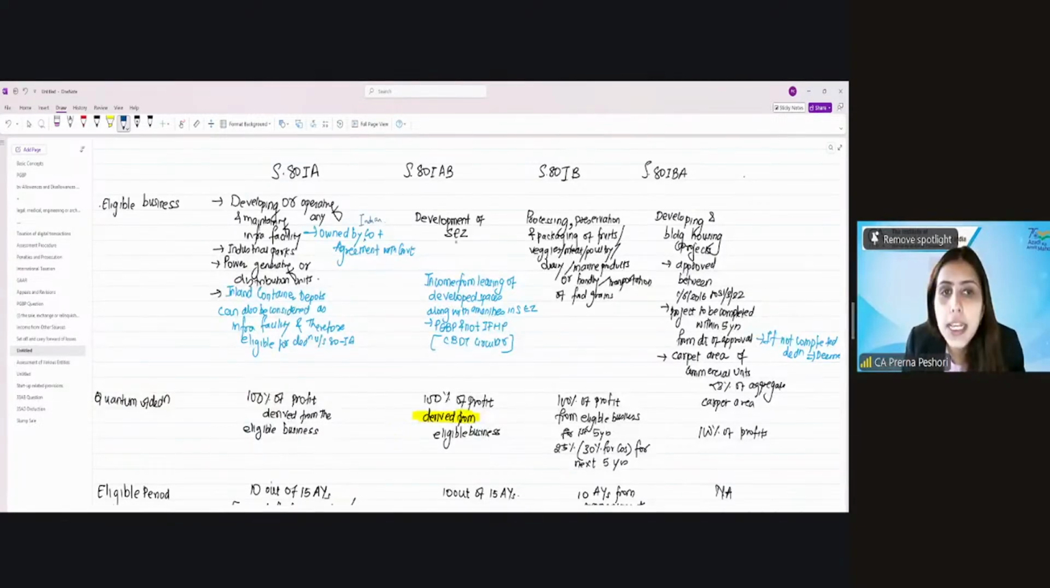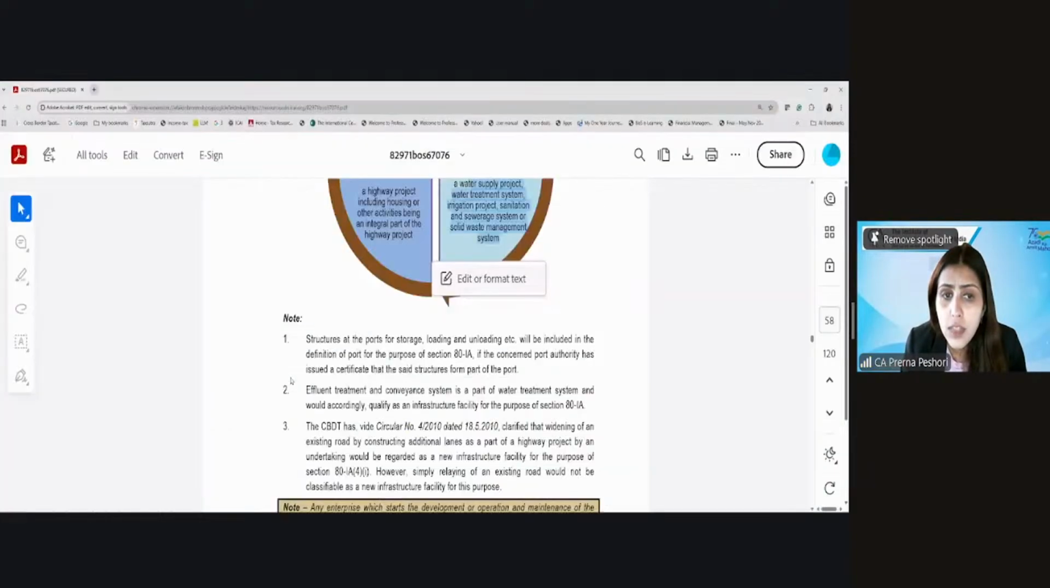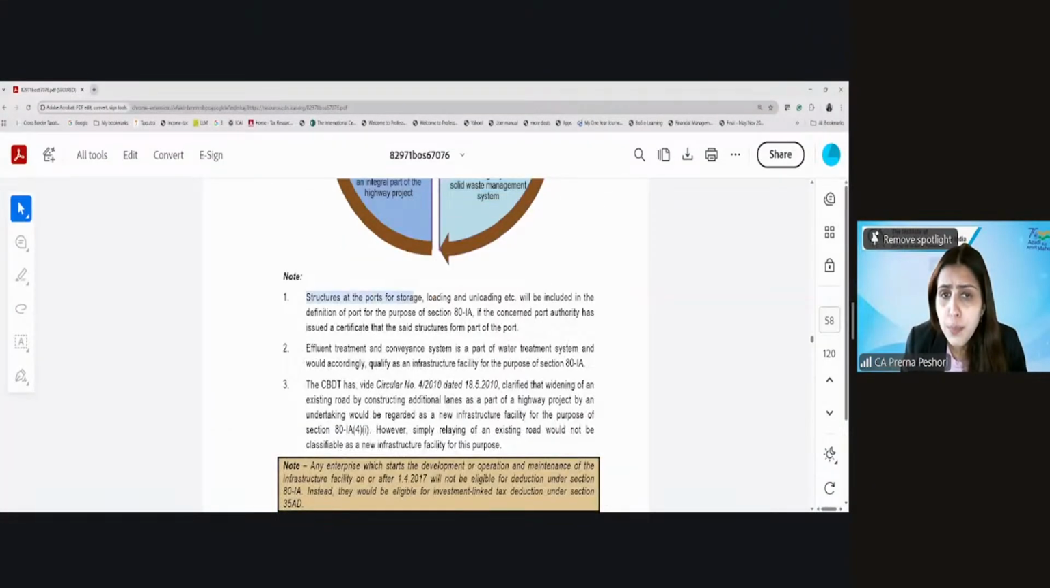Is agreement with the Indian government. Secondly, what it says is structure at the ports for storage, loading, unloading will also be included in the definition of the port. So any kind of structures which are developed at the port for the loading, unloading, like inland container depots, are also eligible for reduction under ATIA.